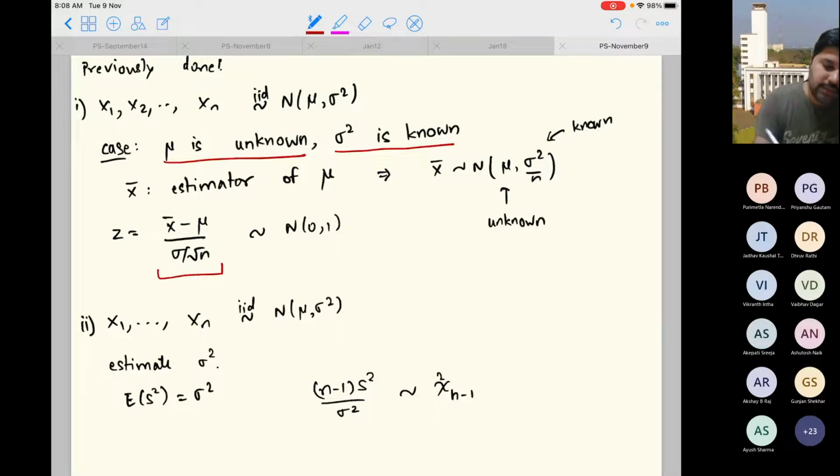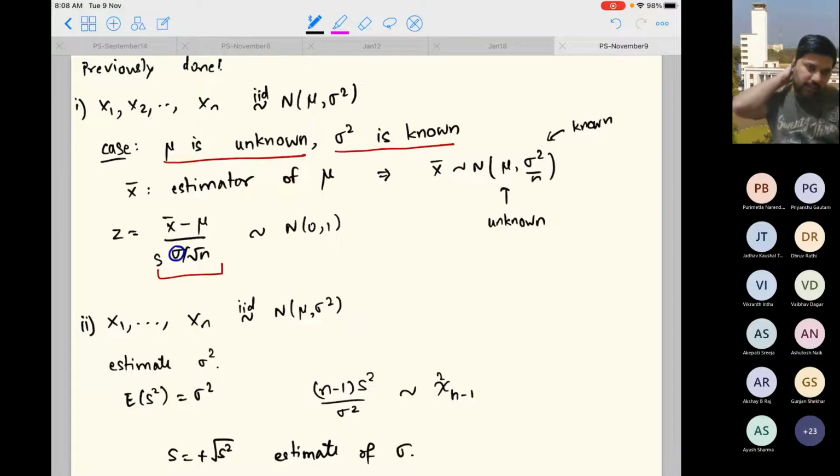Here, if I replace this sigma by S, where I am estimating the variance by S square, and S is the positive square root of S square, which is an estimate of sigma, then if I substitute this estimate of sigma in Z, what is the density that I'll get? That's the question I am asking, and it will be answered by something we are going to do today. We are going to do the T distribution.